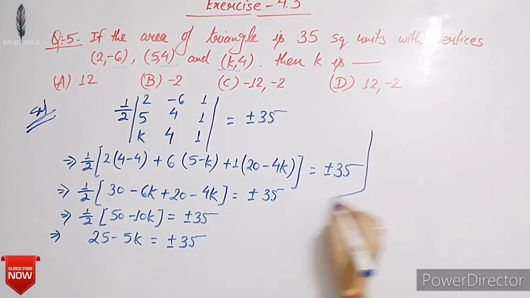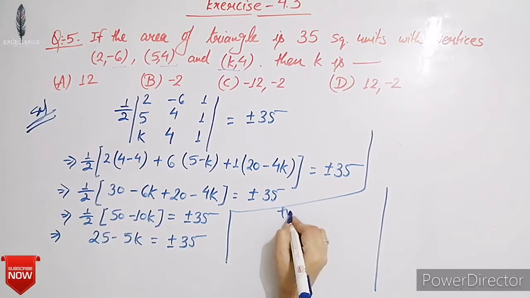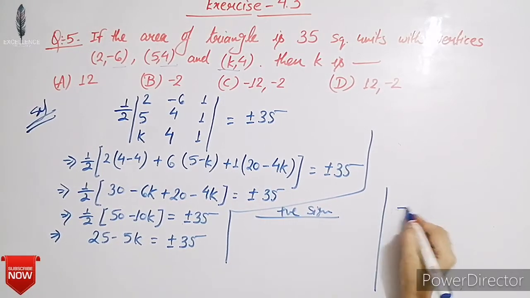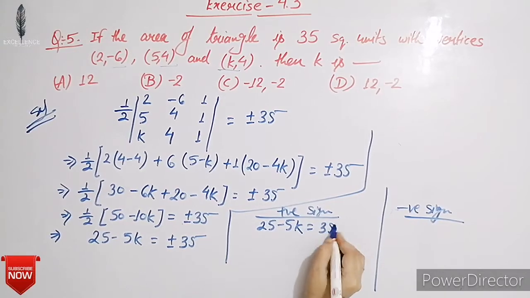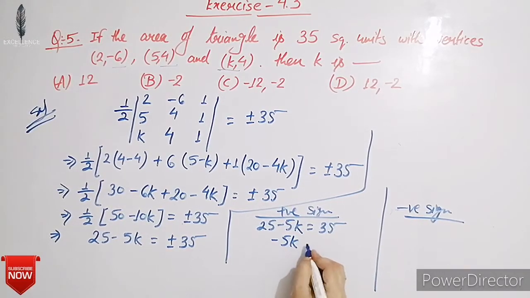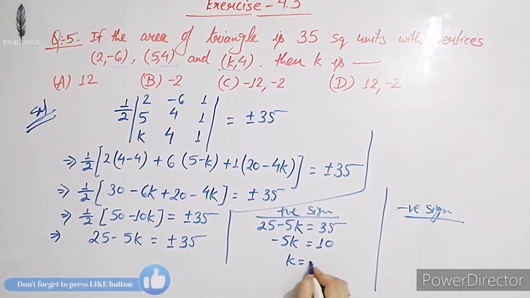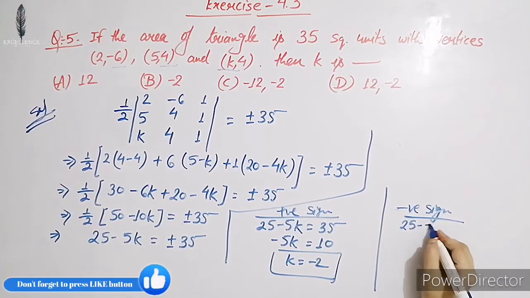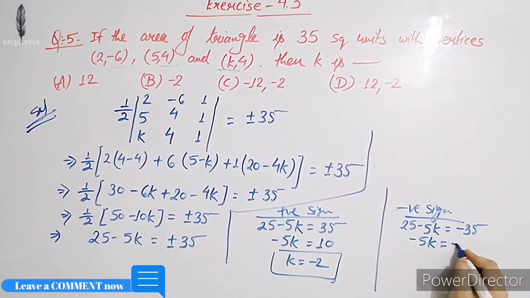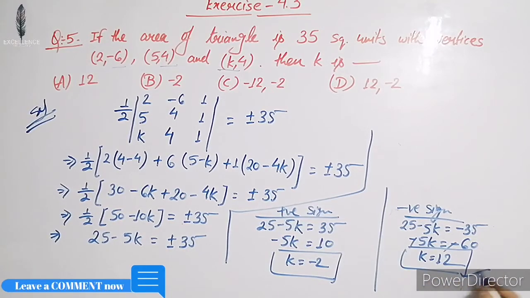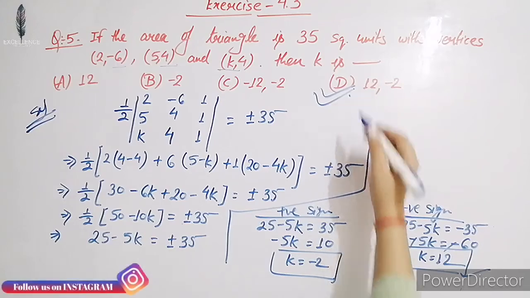Now here we have two cases. First for the positive sign and second for the negative. In the first case we have 25 minus 5k equals 35. So we get minus 5k equals 10, that gives k equals minus 2 as the first value. And here 25 minus 5k equals minus 35, that gives minus 5k equals minus 60, minus cancels, that gives k equals 12. So the required values are minus 2 and 12. So option D is the right answer.